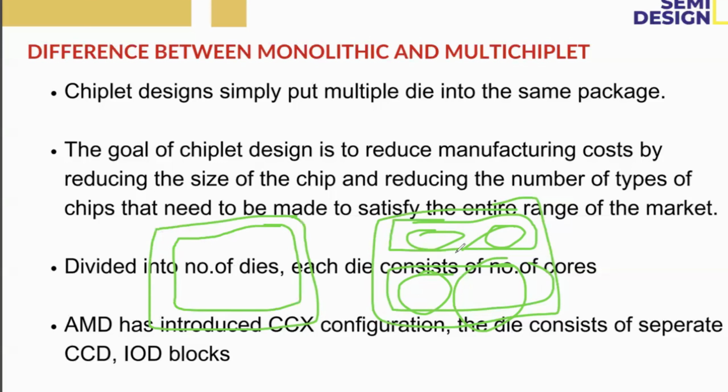So what happens if we take separate dice in the multi-chiplet versus the monolithic? What is the advantage if we move to the multi-chiplet? Hello, yes. What is CCX configuration? What is the use of that configuration? CCX configuration is nothing but core configuration. CCX is core related. In that we'll have the cores and cache memories.